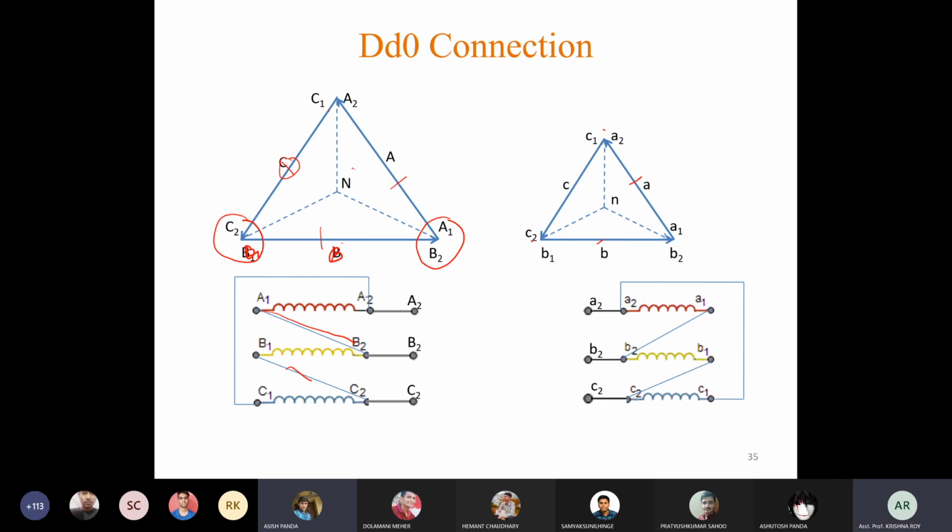Actually, this is imaginary neutral. In case of delta, we don't have any neutral. This dotted line is the equivalent star, which will be having some neutral. Here, in case of delta connection, we are connecting the three windings as a closed circuit, so we don't have any common point, that is the neutral point. So this neutral does not exist physically. This star connection, which is shown by dotted line, is the imaginary equivalent star of this delta connection.